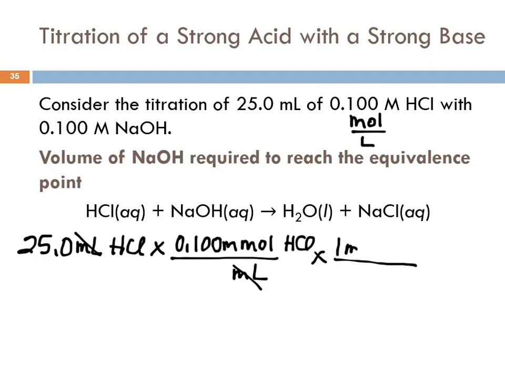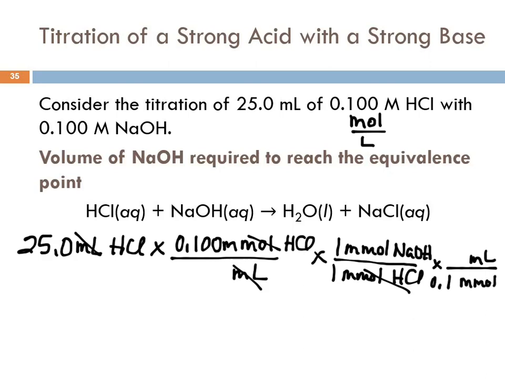And then we have 1 millimole of sodium hydroxide to 1 millimole, forgot the M. Brain dead. HCl, and those cancel out. And then, what's the concentration? It's 0.1, right? What are we trying to find? We're trying to find a volume. So we're going to have milliliters up here and millimoles down here. So that's 0.1 millimoles per milliliter. And those units cancel out. And we end up with 25.